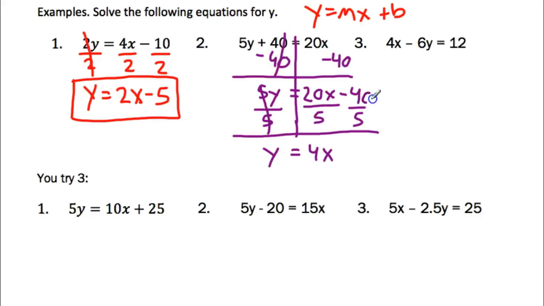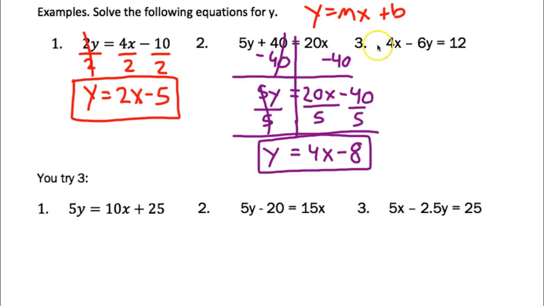Oh, this should have been 40. And 40 divided by 5 is 8. And it was a negative 40. So negative 40 divided by 5 is a negative 8. Alright, bam. Boom, pow. Second one, done.